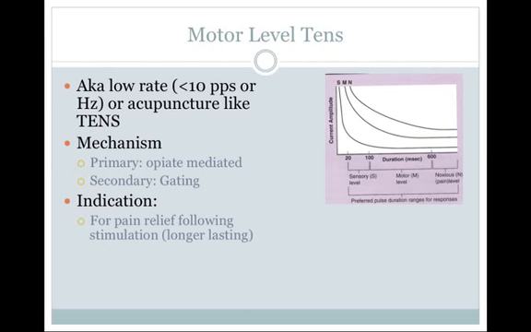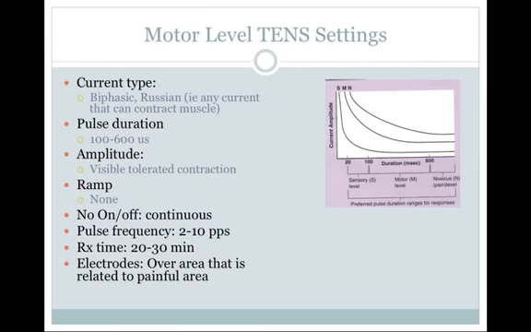So if you want to block something immediately, you're going to want to use your high rate TENS. If you want something a little longer lasting, after the treatment, then motor level TENS is going to be a better bet. So the settings for this, again, are any kind of stimulus that you can use to contract muscle. So you're going to be in that 100 to 600 pulse duration range. Again, more commonly in the middle of that range, 200 to 300 or so.